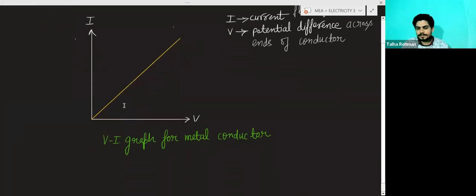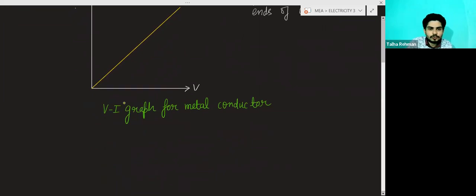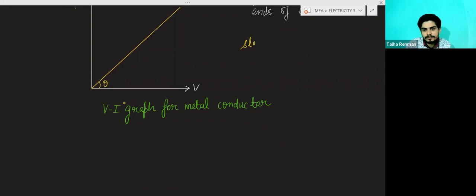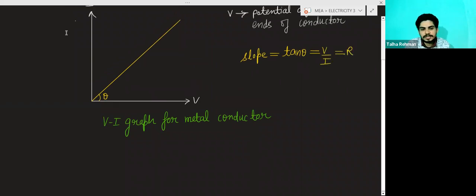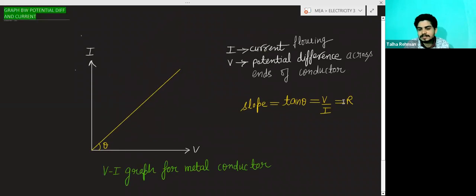Basically, the slope of this graph. If you calculate this angle as theta, then the slope of the graph will be tan theta, and that is equal to V upon I. And what is V upon I? Resistance R. So basically the slope of the graph is given by the resistance of the conductor, and you will get a straight line graph for a metal conductor.